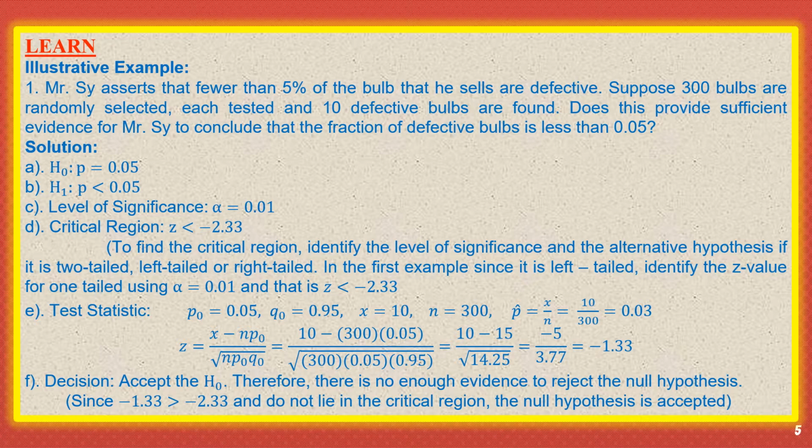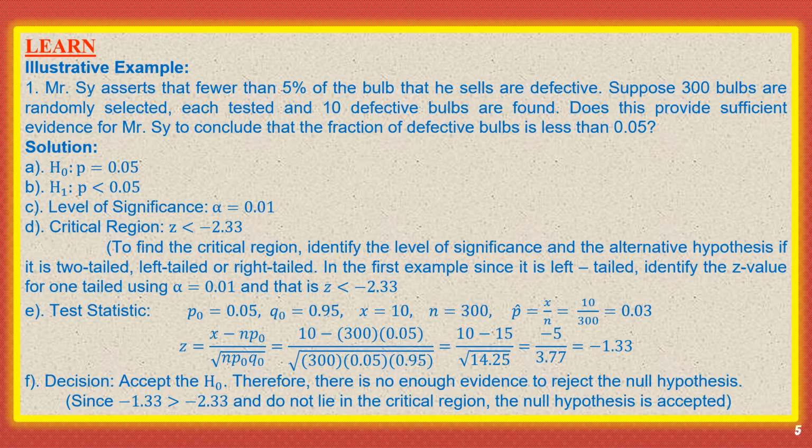So substituting those given to the formula, which is z equals x minus n times p null divided by square root of n times p null times q null, that will give you 10 minus 300 times 0.05 all over square root of 300 times 0.05 times 0.95. That is equal to 10 minus 15 over square root of 14.25. That is equal to negative 5 over 3.77, which is equal to negative 1.33.